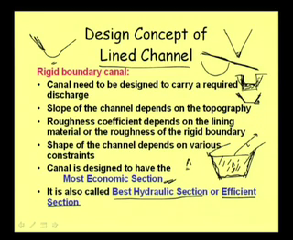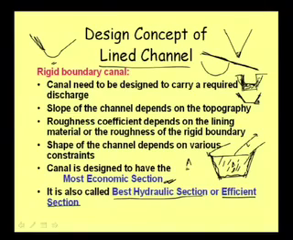Now, for the same area, if we can have minimum perimeter, then we are always on the beneficial side, from the economic point of view, that is the cost of lining, and from the hydraulics point of view, that is the discharge point of view. For the same area, discharge carrying will be more if the perimeter is less. So, that is why we design the canal with this particular concept, that is the most economic section, or best hydraulic section, or efficient section.